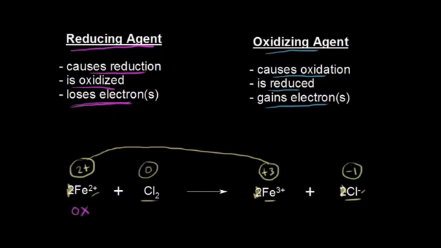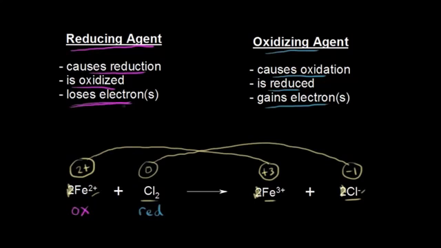All right, let's look at chlorine now. A chlorine atom went from an oxidation state of 0 to an oxidation state of -1. That's a decrease in the oxidation state. A decrease in the oxidation state is reduction. So we can say that chlorine was reduced. All right, so let's now think about oxidizing and reducing agents.